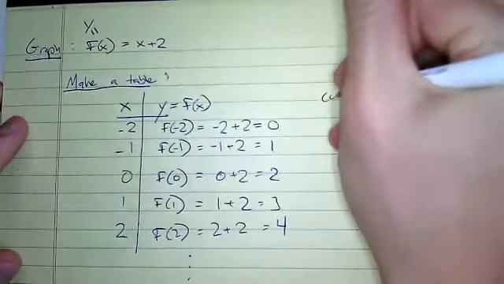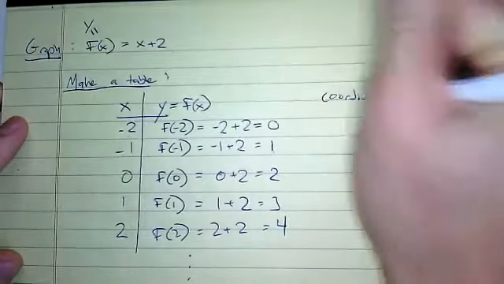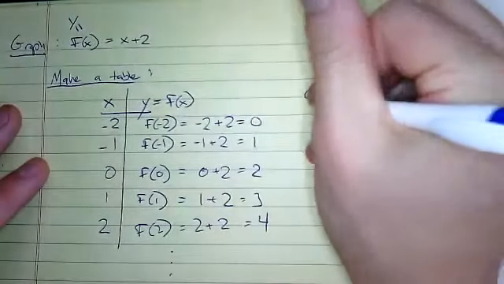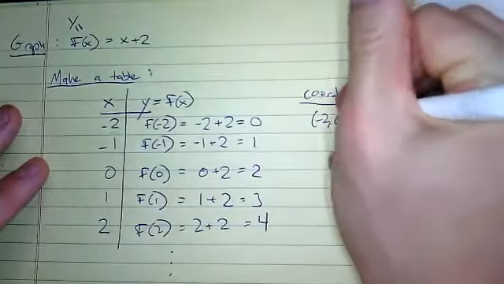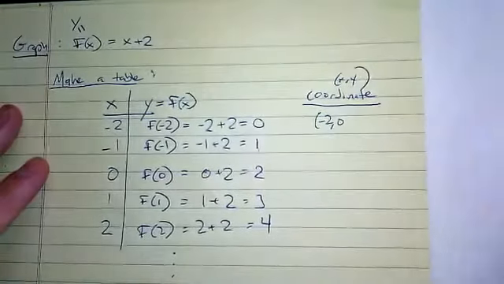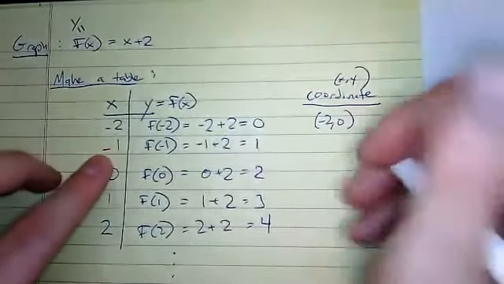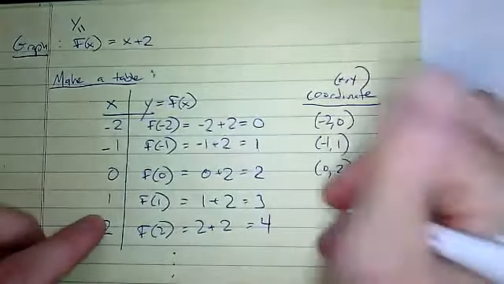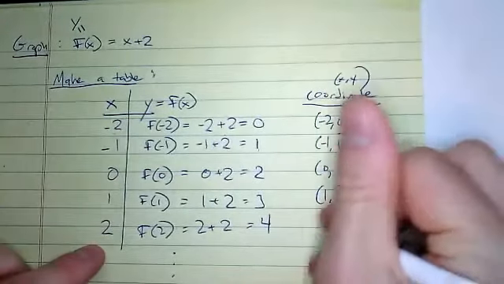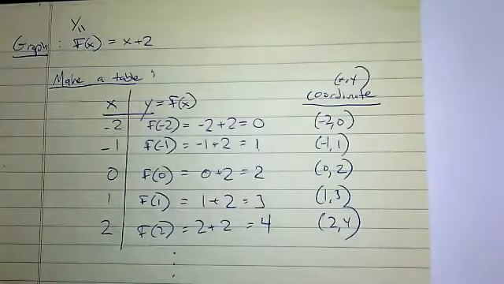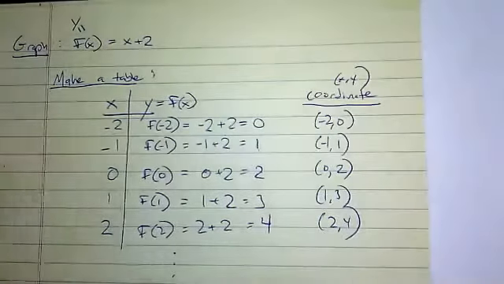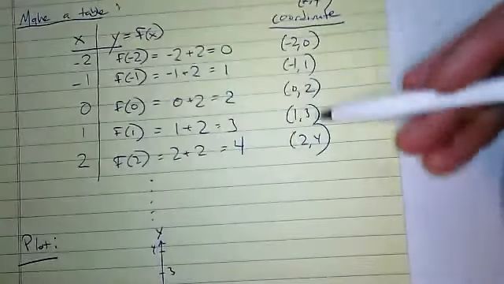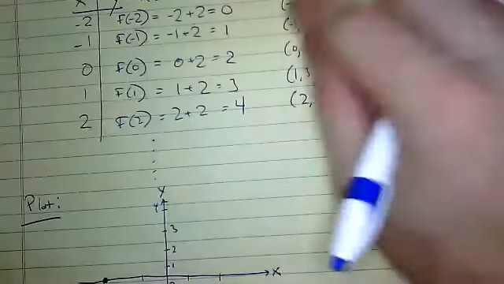If you want, you can write it as a coordinate, and a coordinate is just an xy pair. So for instance, I get -2, 0. For this one, I get -1, 1. For this one, I get 0, 2. For this one, I get 1, 3. And finally, for this one, I get 2, 4, right? Basically, we're just going to plot these 5 points on our grid, where the first coordinate is the x, and the second coordinate is the y.